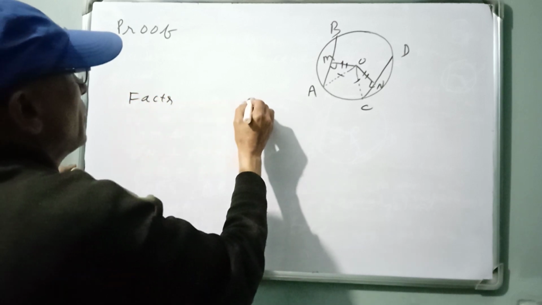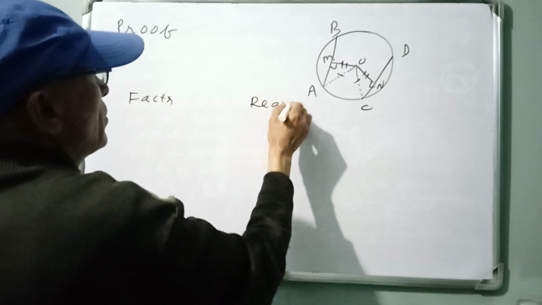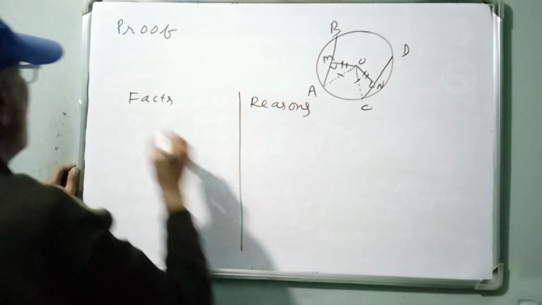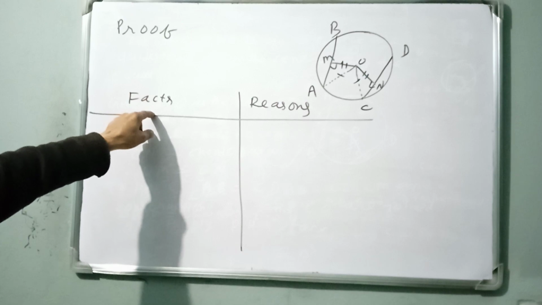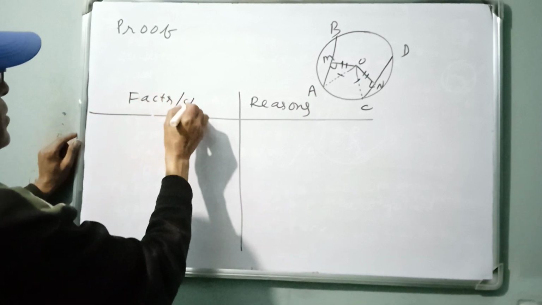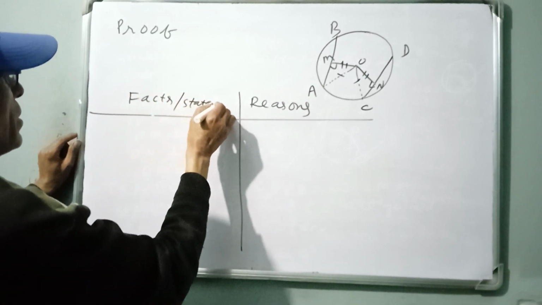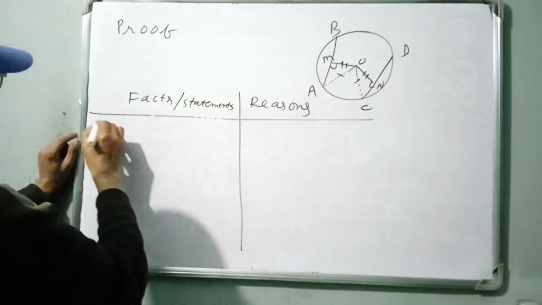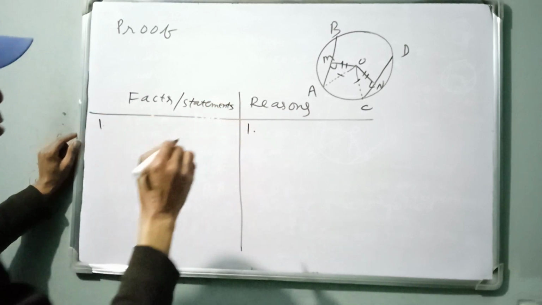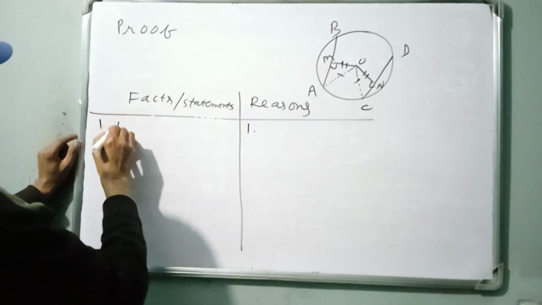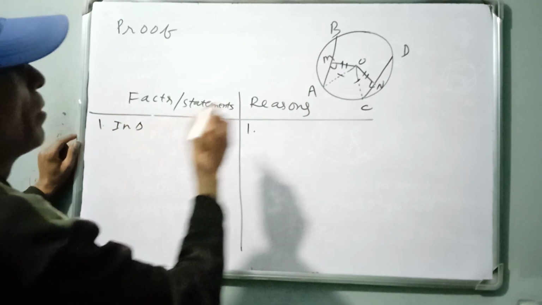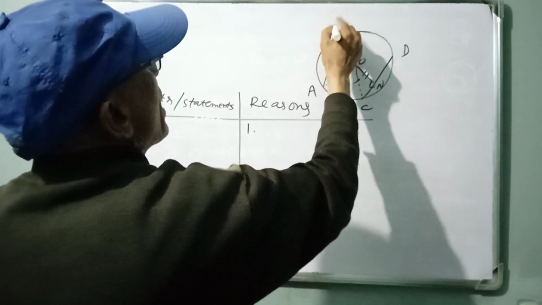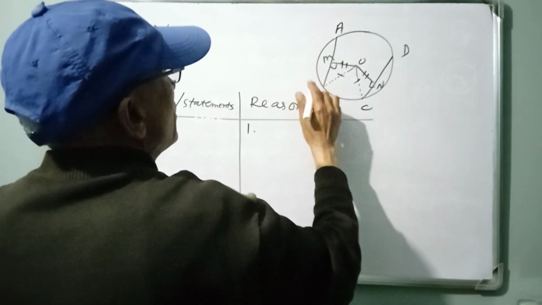Facts, reason. Facts can also be written as statement. Fact, like statement, same meaning. Fact number 1 in triangle. Sorry, here I think I have written AB here.